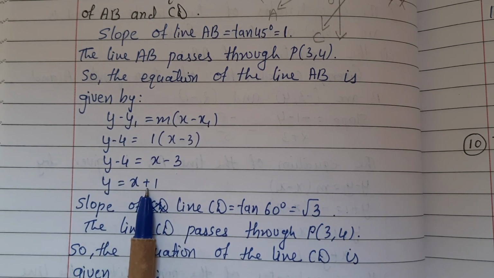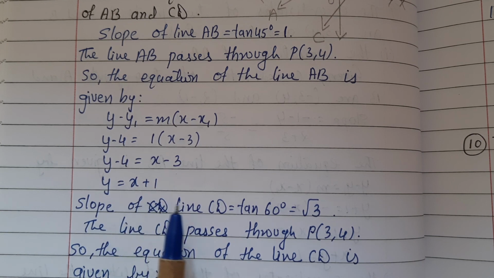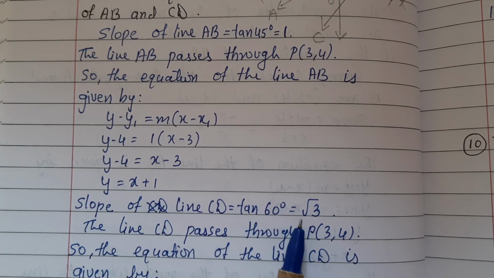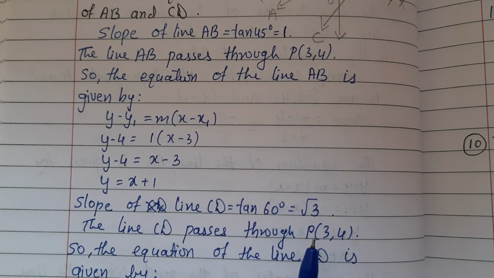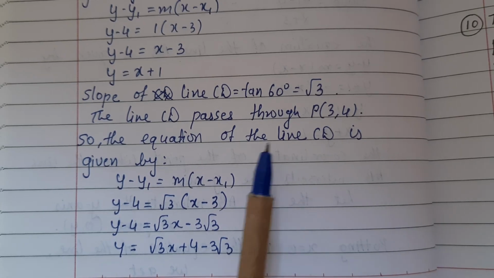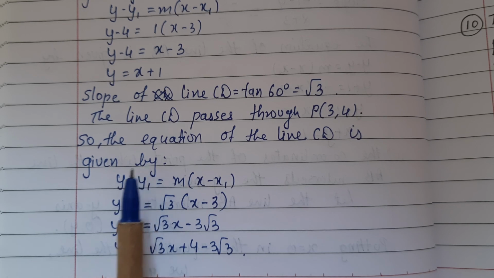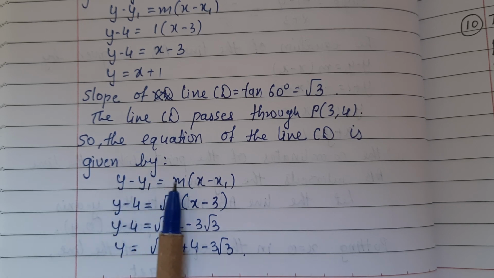Slope of line CD is tan 60 degree, which is equal to root 3. Line CD also passes through the point P(3, 4). So the equation of line CD is given by y minus y1 equal to m into x minus x1. y minus 4 equal to root 3 into x minus 3, y minus 4 equal to root 3 x minus 3 root 3, y equal to root 3 x plus 4 minus 3 root 3.